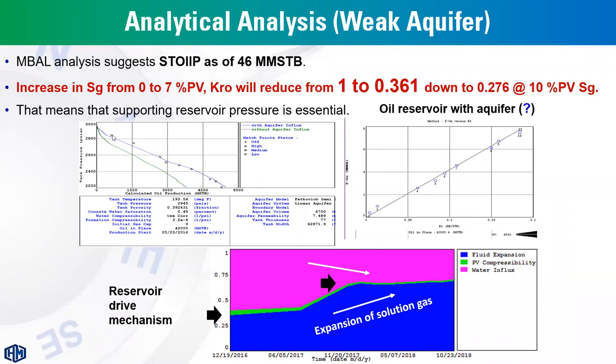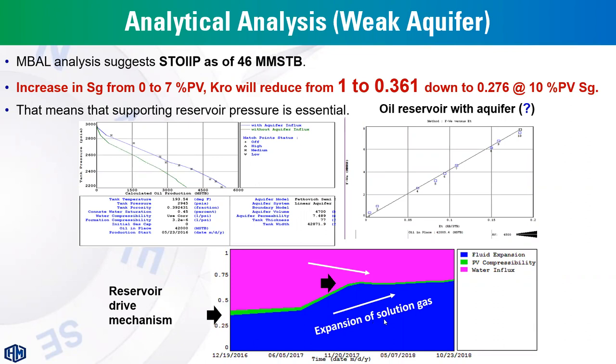This is another example of material balance analysis. You can see using the pressure data, it's matched, and this is the calculated story. We have 46 million stock tank barrels. But for this field, if we have an increase in gas saturation from 0 to 7% of volume, this will reduce the relative permeability to oil from one down to 0.36, which means we have a significant reduction in relative mobility to oil and in the oil production rates. So in that field, supporting the reservoir pressure is very important and essential to avoid an increase in the gas saturation in the reservoir. Accordingly, you will lose high amounts of oil production.